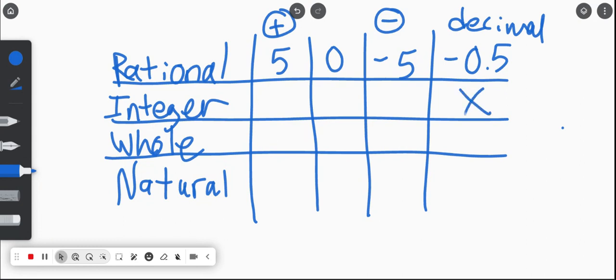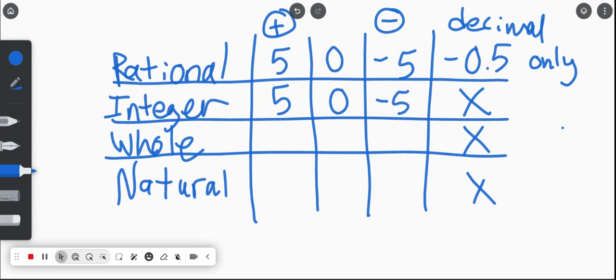Decimal numbers will stay rational only. They will not go down into being integers, whole numbers, or natural. But 5 will be an integer, 0 will be an integer, and -5 will be an integer because the only thing that does not go into the integer group is decimal remainder numbers. Then you go down to whole numbers. Whole numbers are not going to be negatives. And natural numbers do not have any negatives.